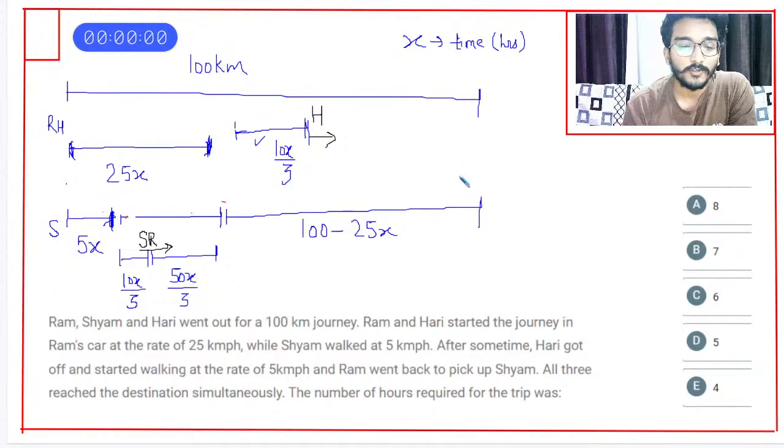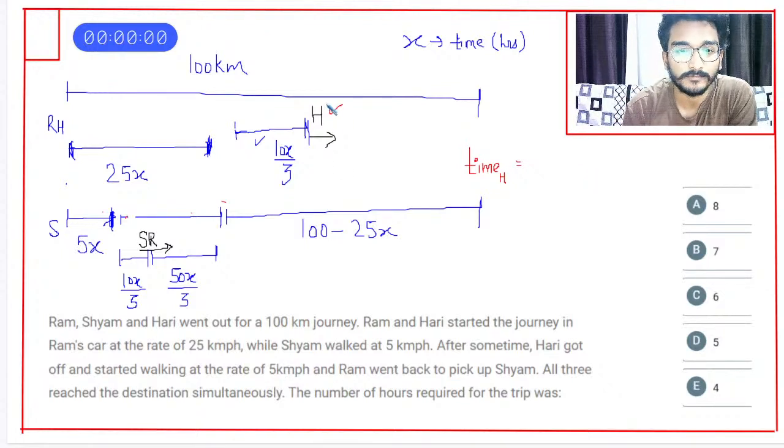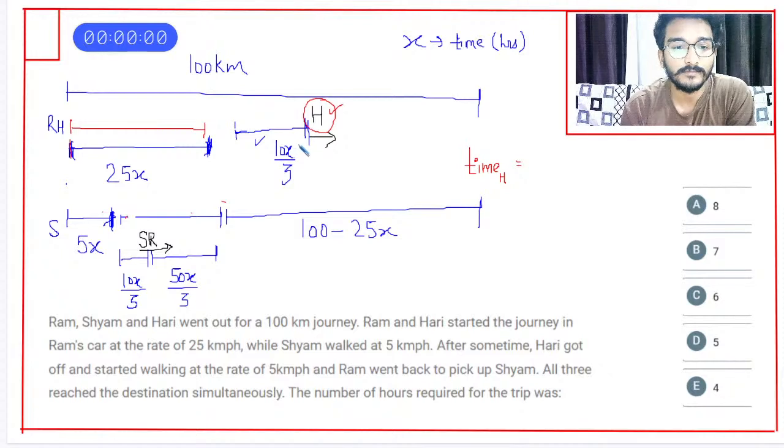Okay, so we have to calculate the total time taken by them. How much is the total time taken? Let's find it out. So the time taken by, let's suppose, Hari. Let's focus on Hari now. Hari has covered how much distance? First of all, Hari has covered this much distance, with the speed of 25. At this stage, Hari's speed is 25.